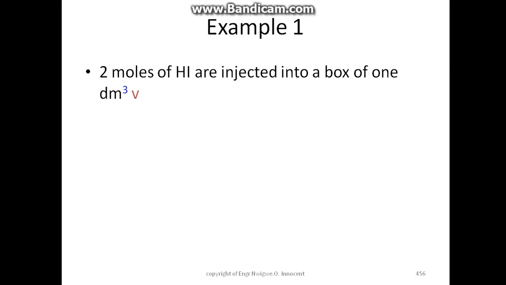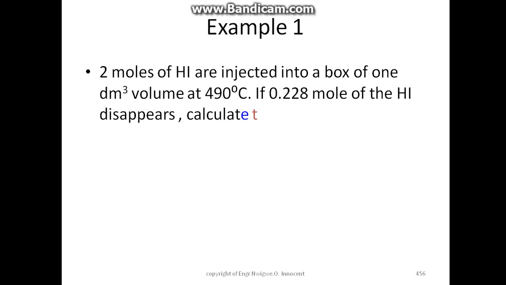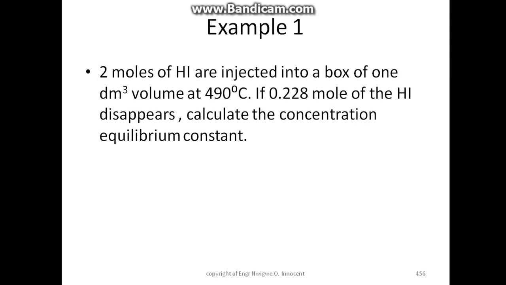Example 1. 2 moles of HI was injected into a box of 1 dm cube volume at 490 degrees centigrade. If 0.228 mole of that hydrogen iodide disappears, calculate the concentration equilibrium constant.